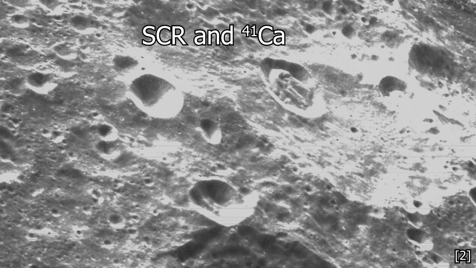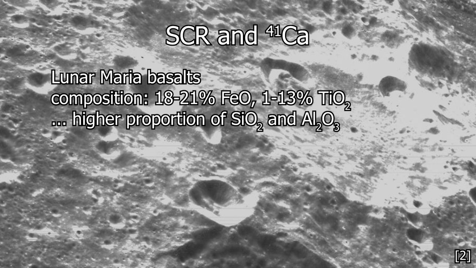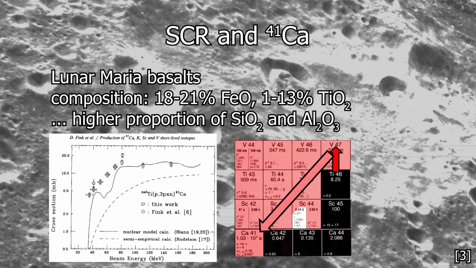In one study, they looked at some lunar basalt and determined its composition to have a relatively high titanium content, additionally to the normal iron, silicon, and aluminium. Calcium-41 can be produced on titanium isotopes via a p3pxn reaction. The x depends on the titanium isotope involved in the nuclear reaction. What happens there is similar to what happens during irradiation at the cyclotron.